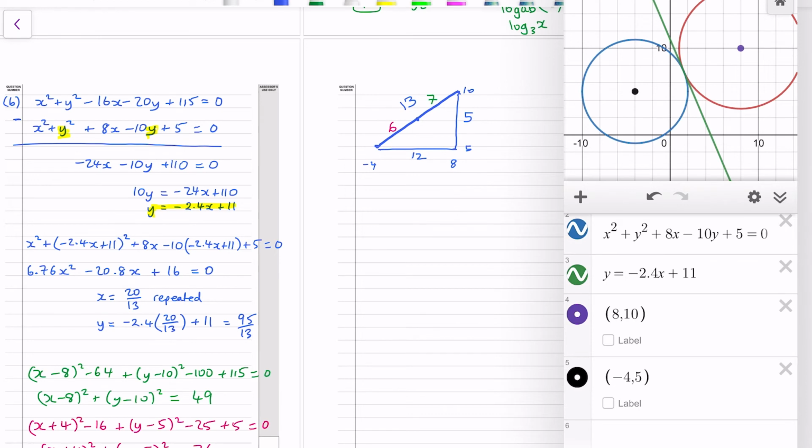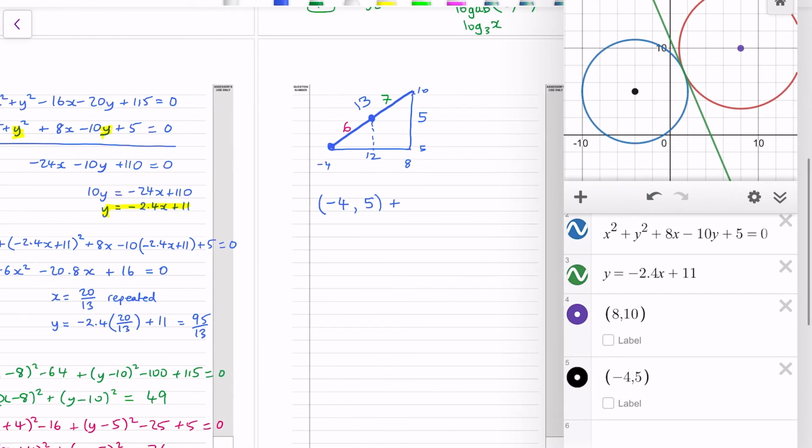And then to find this point of intersection, we use similar triangles. We start off with the coordinate at the bottom left, the center of the left circle, minus 4, 5, and we add on 6/13.